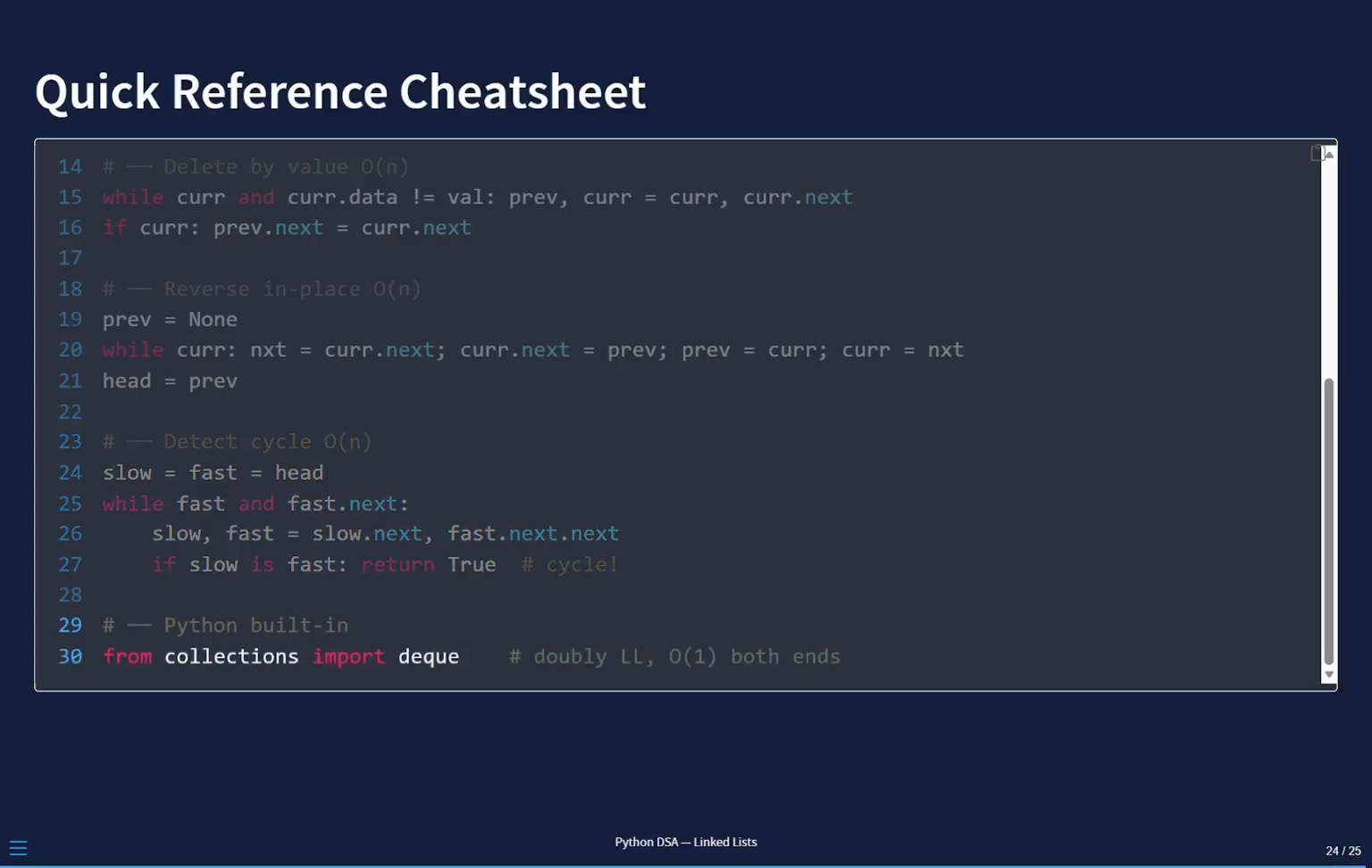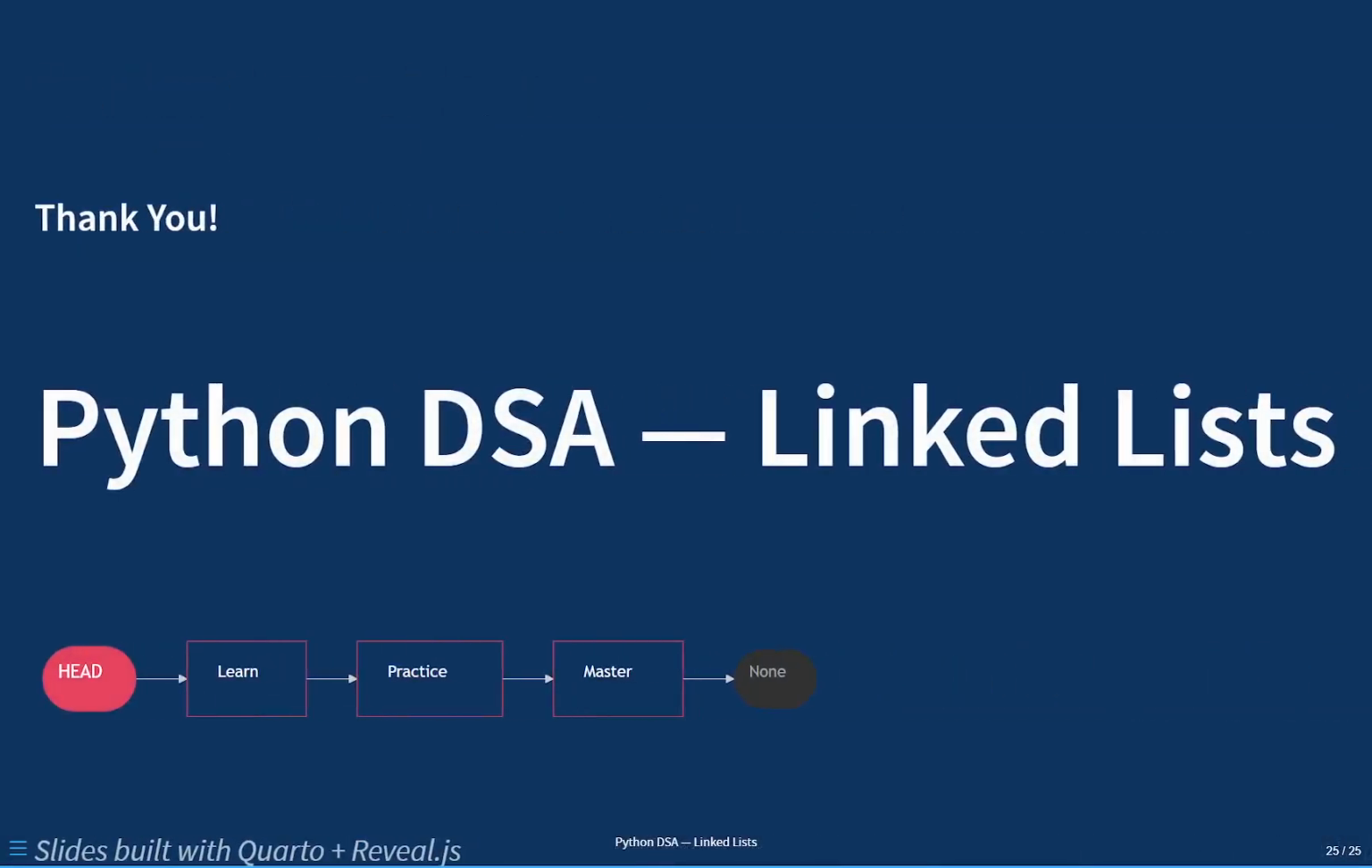Click Python built-in. When in doubt, from collections import deque. O(1) at both ends. Screenshot this slide, save it to your notes, or write it on paper. These patterns come up constantly.